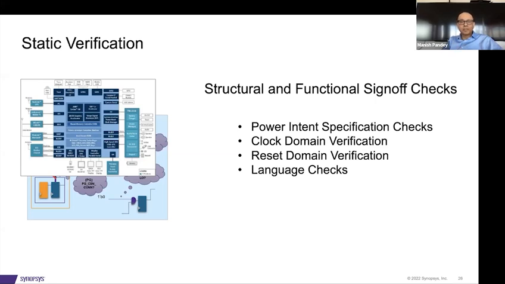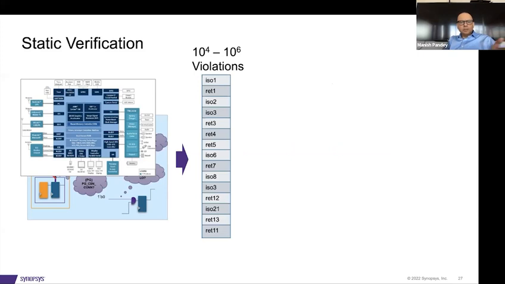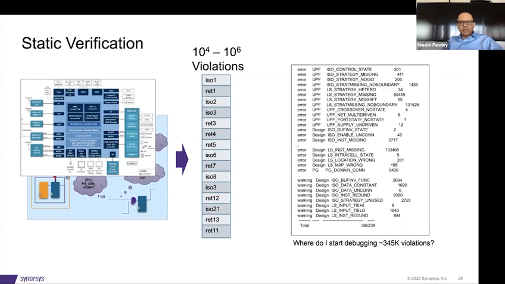And of course, you have language checks. These are sign-off checks that every design must pass before it moves to the next stage of verification. Now it's common for static verification tools to produce tens of thousands to millions of violations. A single operator or a single specification issue or error by a designer can result in millions of violations. And unless you're a very, very experienced engineer, it's hard to know where to start debugging these hundreds of thousands of violations. So you have 340 thousand violations, and this happens to be a real design.